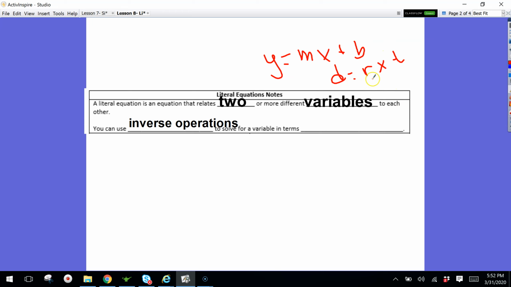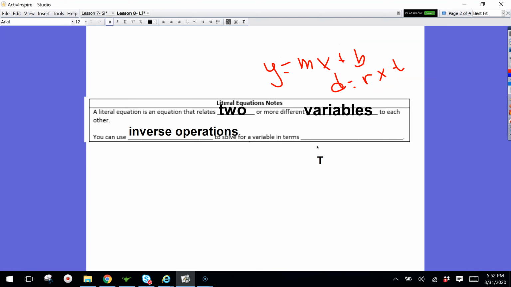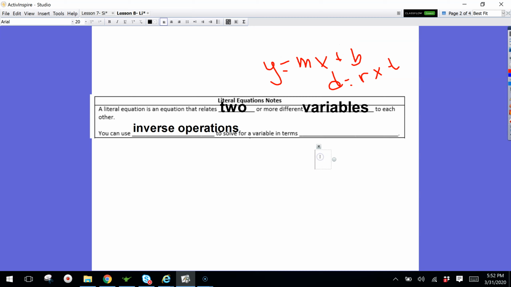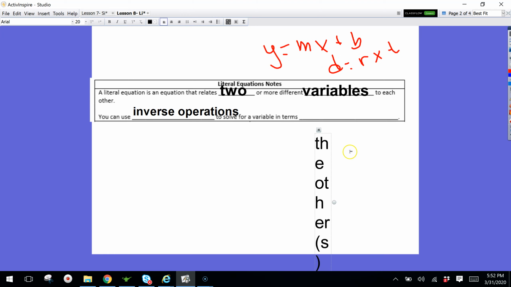Same thing for rate. If we wanted to get an equation for rate with respect to time and distance, we would have to solve for it. And we're going to use inverse operations here in order to solve for a variable in terms of the other. The other or others, right? Because you can have many different variables in the equation.